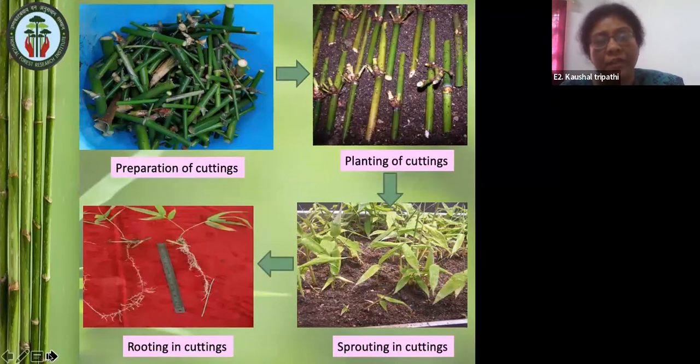And this is the thin ones. You can see these are the branch cuttings. Single branch cuttings are planted here, the sprouting and the rooting. These are the small and thin branch cuttings. Next slide, please.